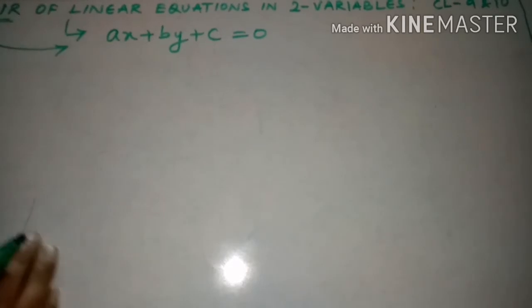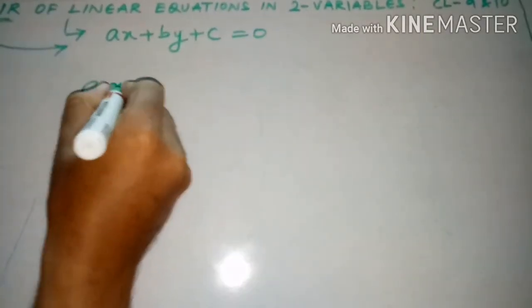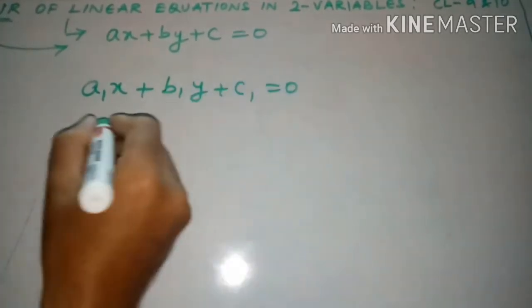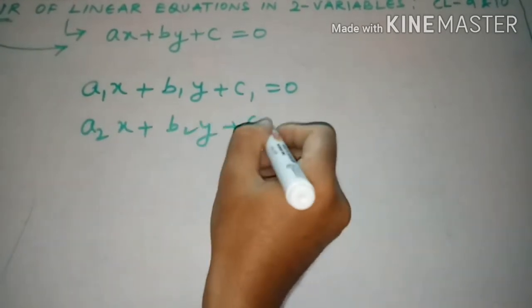Okay, so before learning how to solve the equations, let us learn this. One equation is a1x plus b1y plus c1 is equal to 0. This is one equation. Another equation is a2x plus b2y plus c2 is equal to 0.